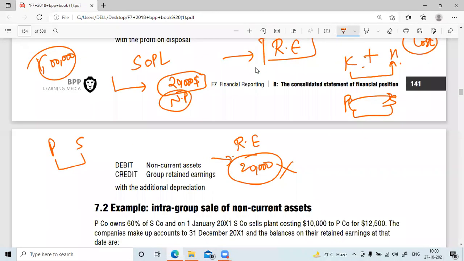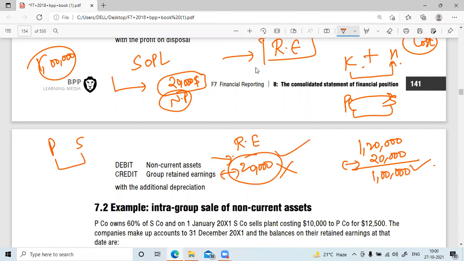So this 1 lakh, what did I say? 1,20,000. So what will happen in this transaction? They have to show the land at 1 lakh itself, at cost. So they will remove this 20,000 selling price. From here 20,000 removed, from here also 20,000 removed.